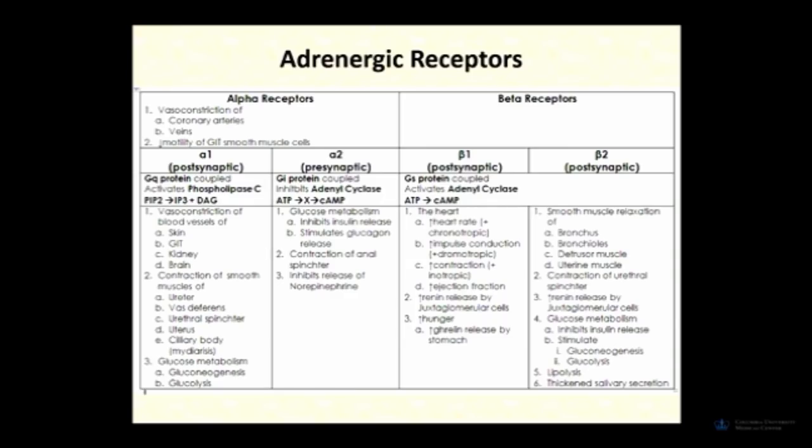Alpha 1 receptors, where do we see alpha 1 receptors? We see alpha 1 receptors on smooth muscle. That's a major place where we see alpha 1 receptors. And when you stimulate an alpha 1 receptor, it causes contraction of smooth muscle. So blood vessels perfusing the skin, the GI tract, the kidney, cross out brain.